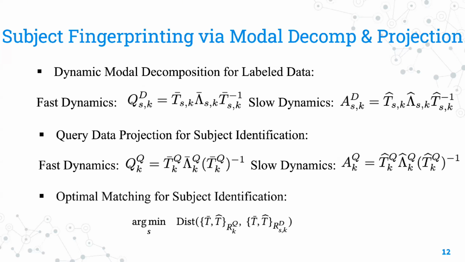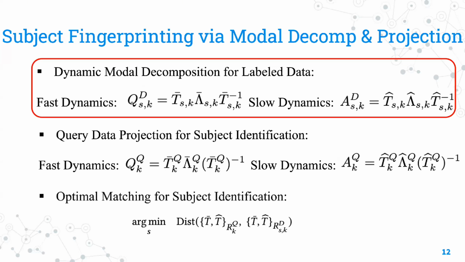Let's walk through how it works. First, we decompose the dynamics of the labeled data in our database. For each sample, we separate the fast and slow dynamics components. Specifically, fast dynamics are represented by Q_D, while slow dynamics are represented by A_D. This decomposition allows us to capture two timescales of the brain activity pattern in the labeled data.